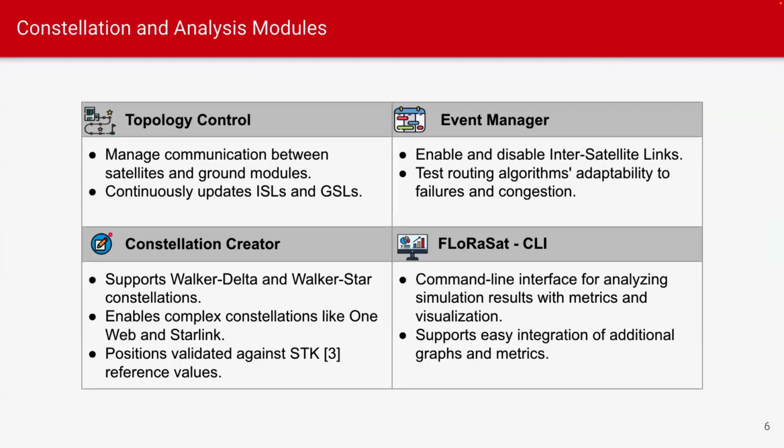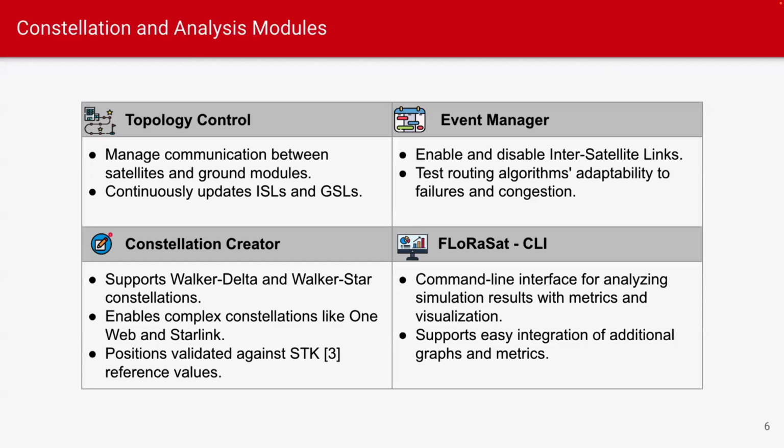I will detail some of the main modules that we're introducing. First, we have the Constellation Creator module, which is responsible for the creation of constellations. Of course, this module supports Walker Delta and Walker Star notation. Using this module, we were able to create complex constellations like OneWeb and Starlink, which comprise hundreds or even thousands of satellites. It's important to highlight that the positions we obtained using this constellation were validated against the positions we took from STK, which is a very widely used tool.